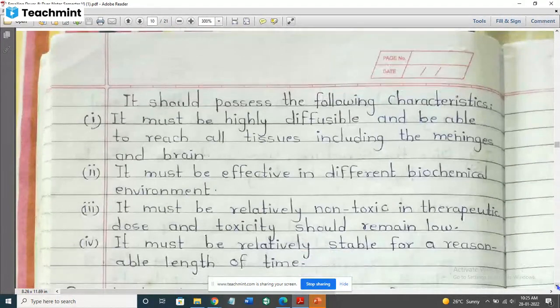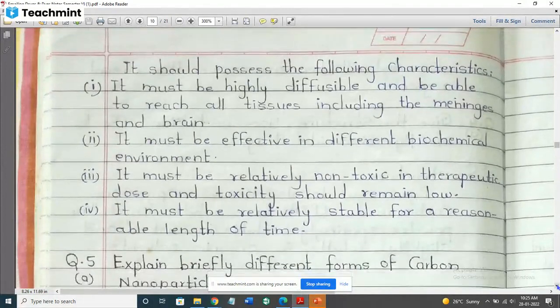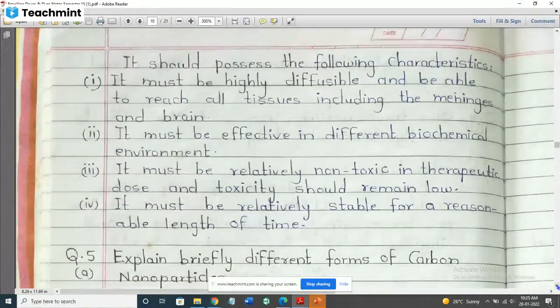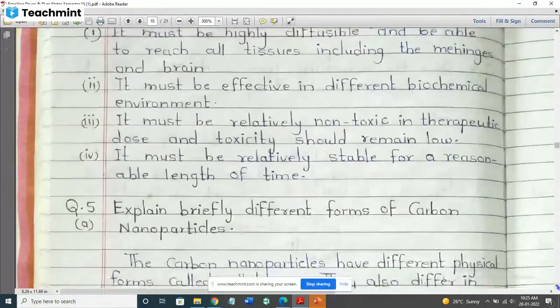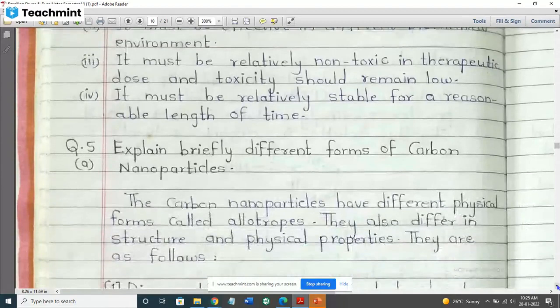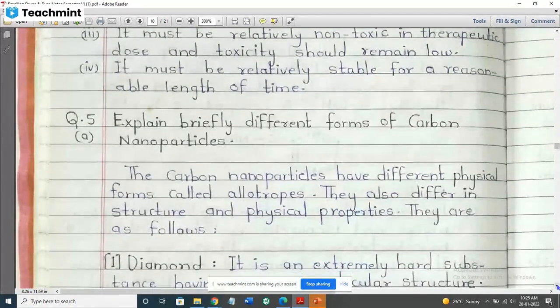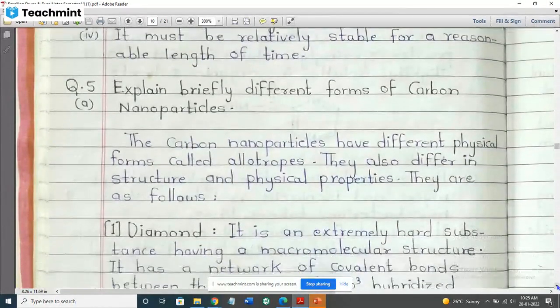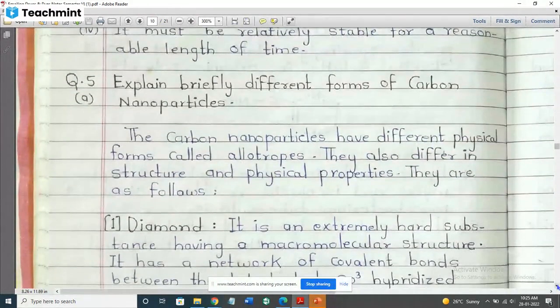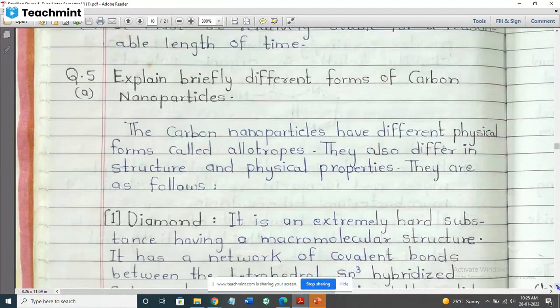It must be highly diffusible and able to reach all tissues, including the meninges and the brain. It must be effective in different biochemical environments. It must be relatively non-toxic at therapeutic doses, and toxicity should remain low. It must be relatively stable for a reasonable length of time. These are some of the important characteristics a tuberculosis drug should show.